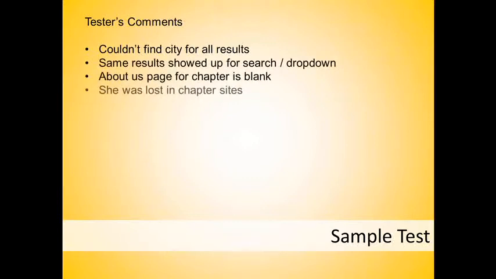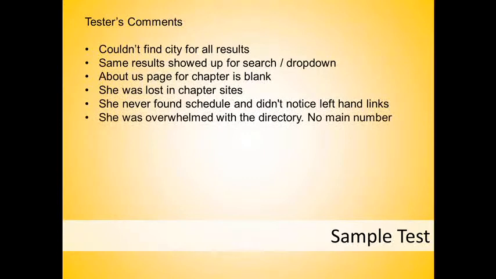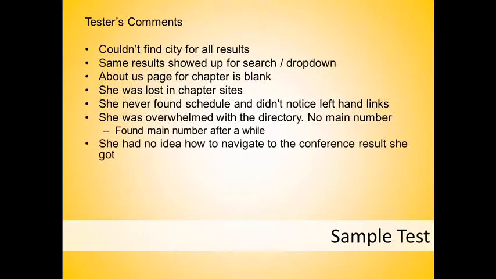So we viewed the video. Okay, so we've talked through some different results there. So here were some of her comments. She couldn't find a city for all the results like I showed. Same results showed up on those different interactions. The About Us page for the chapter was blank. She was lost in the chapter sites. She never found a schedule. She was overwhelmed with the directory, no main number. She found the main number. But she makes the comment, once she makes that search for the conference, she's like, I don't know how to get here. So she was confused there.